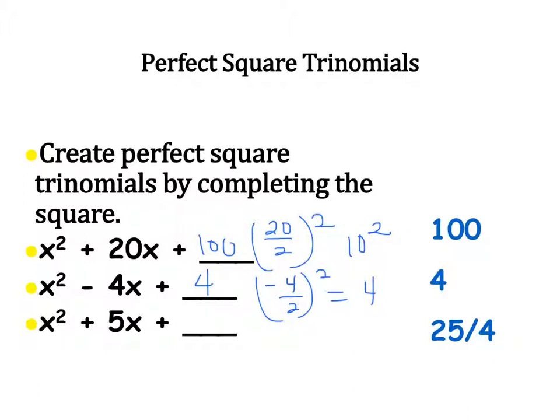And in the last one, we take half of 5 and we square it. We don't want to change 5 halves to the decimal 2.5. We want to leave it as a fraction, so we get 25 fourths.